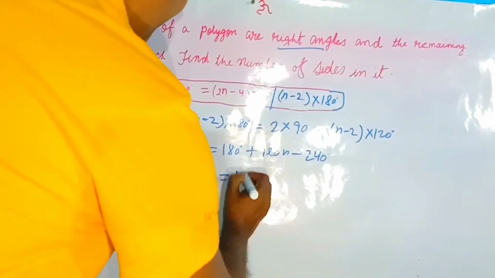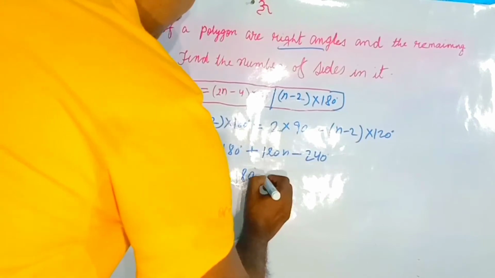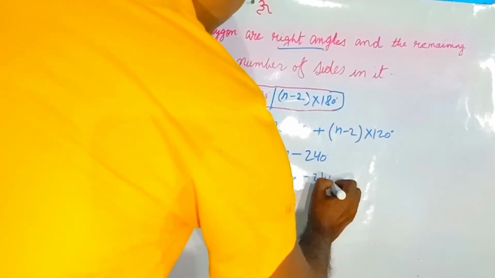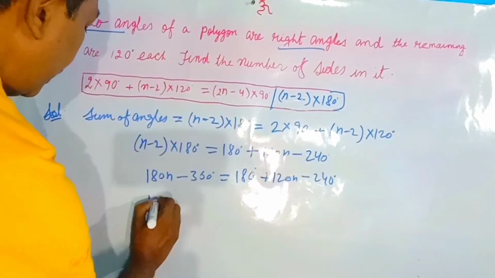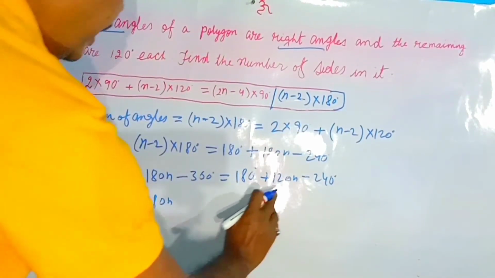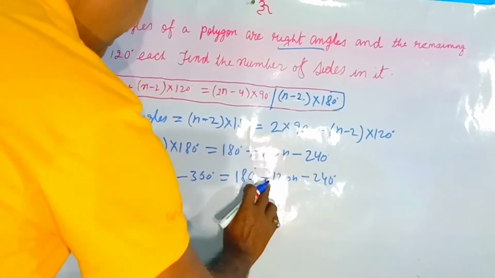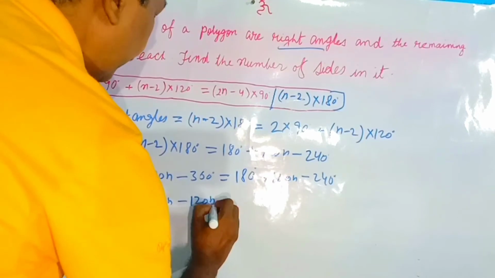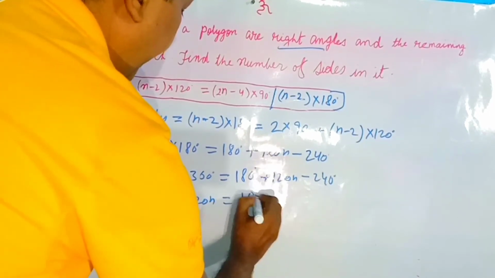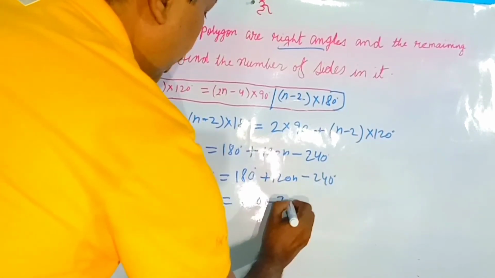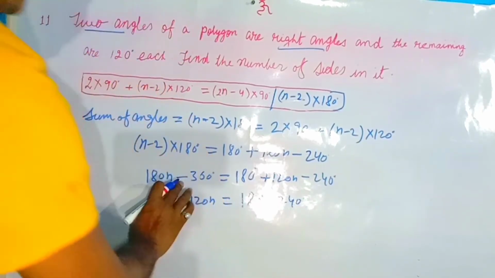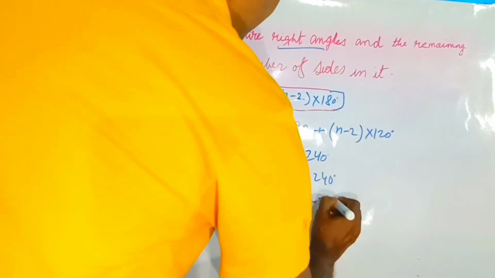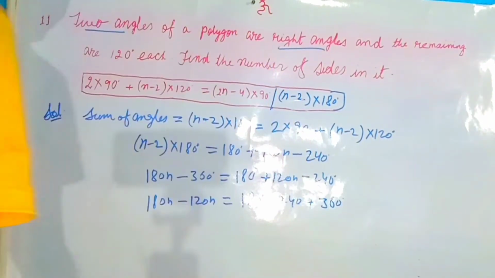Yes, 180 degrees plus 120n and minus 240 degrees. Now we will transpose: 180n, and here 120n, which is plus, will become minus 120n, equal to 180 degrees minus 240 degrees, and then minus 360 will be plus 360 after transposing.